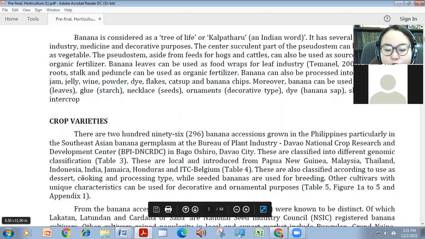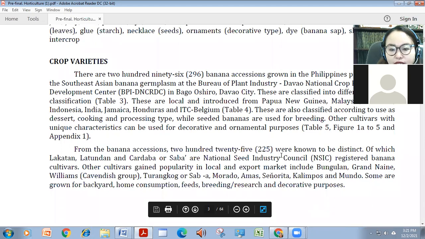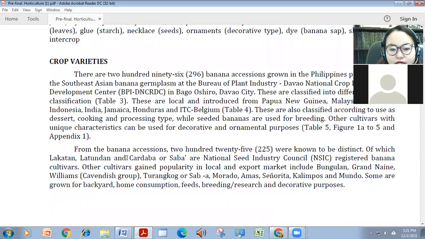And classified according as dessert, cooking, or processing. Meron din tayong mga seeded bananas, no? Depende yun sa kanilang genomic characteristic, which are mainly used for breeding, and other cultivars na unique na pang-ornamental lang siya or decorative. So let's find out. And there are also 225 na distinct, no, accessions.